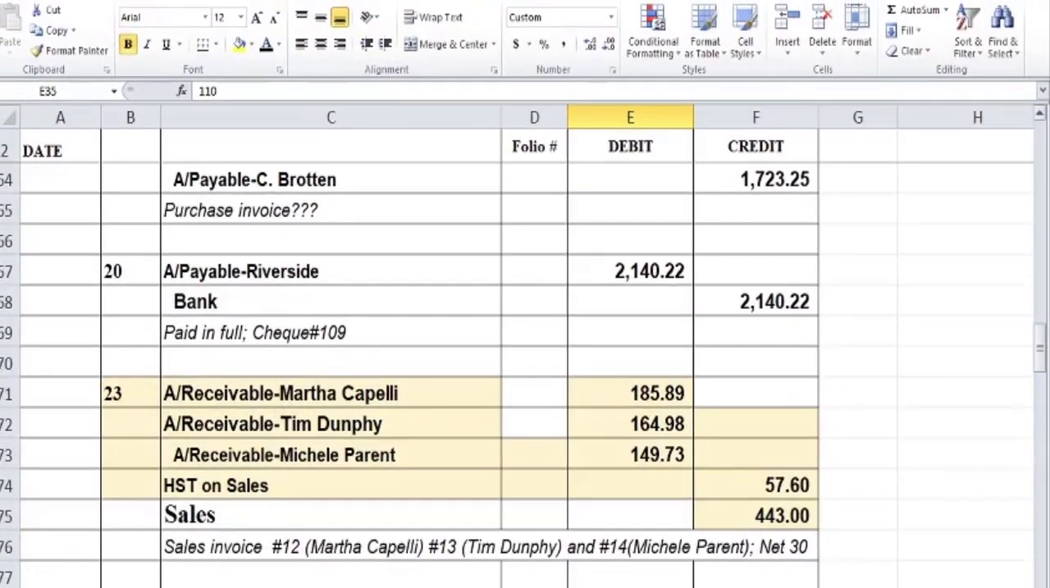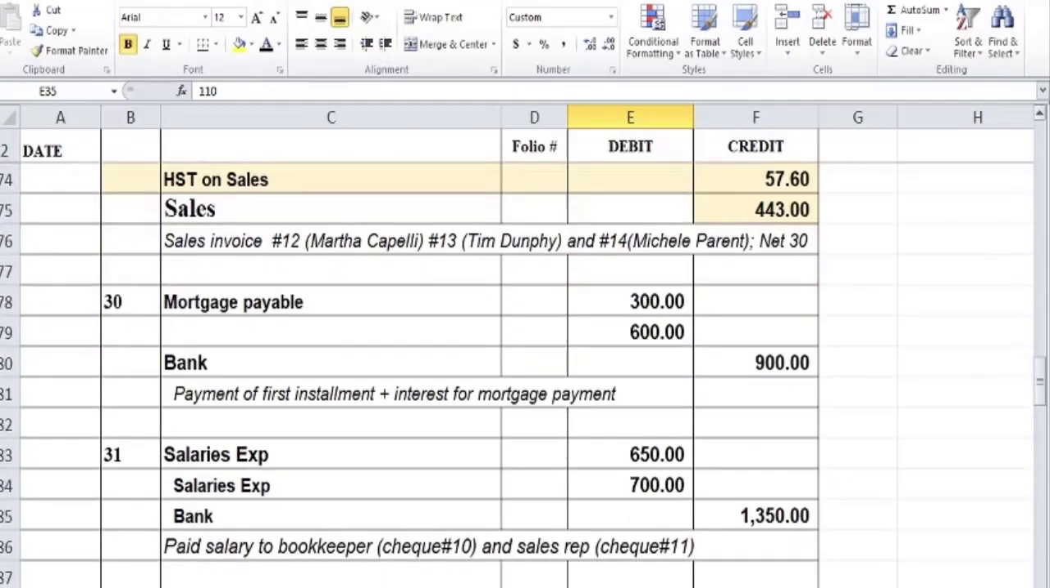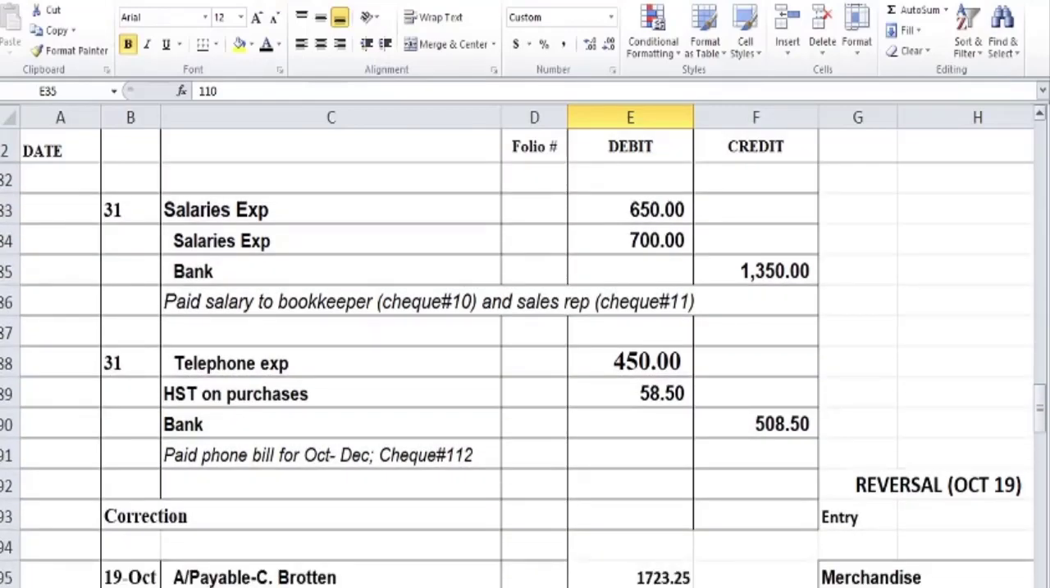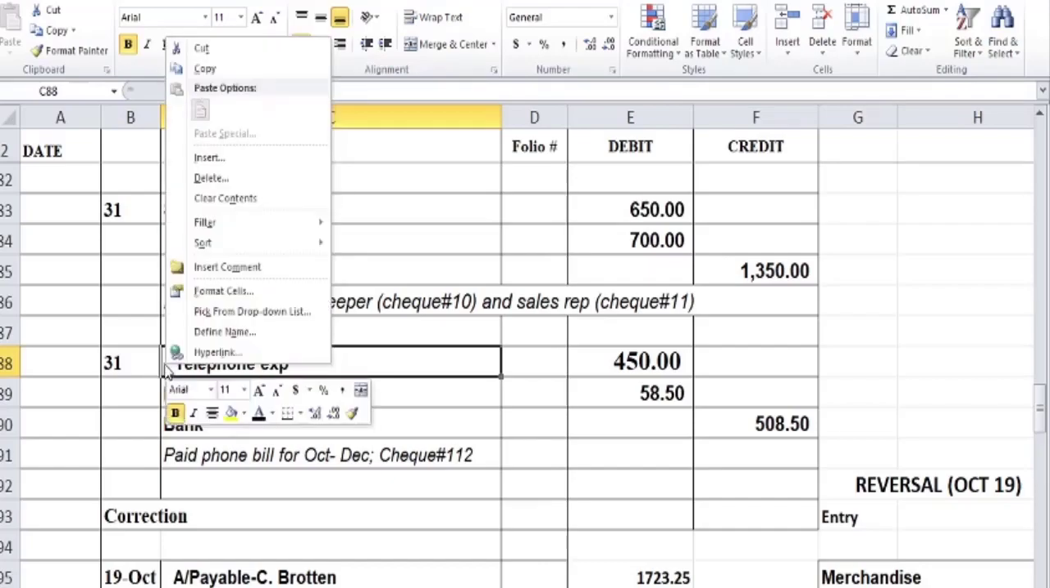But you are doing October transactions. The November, December has to be prepaid. You have to calculate how much is for October. So prepaid expense of 300 and then telephone expense of 150. And also HST, you can put together.